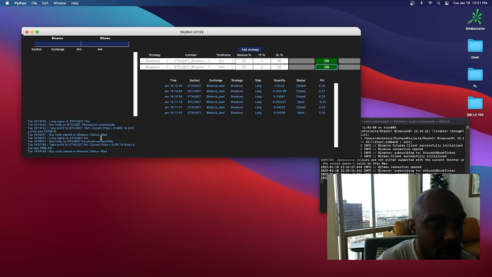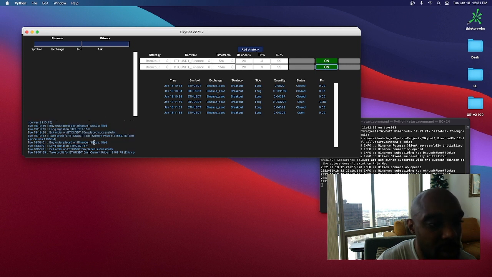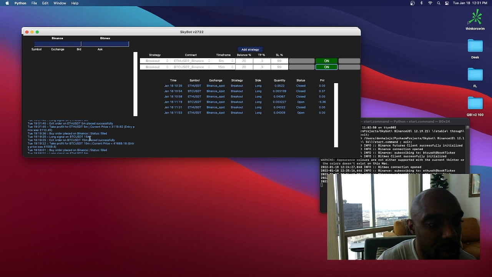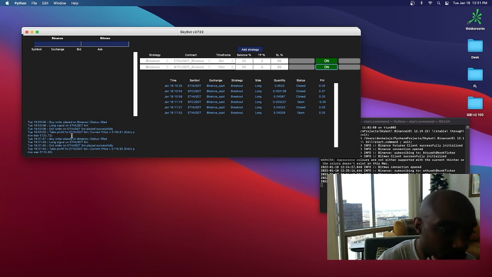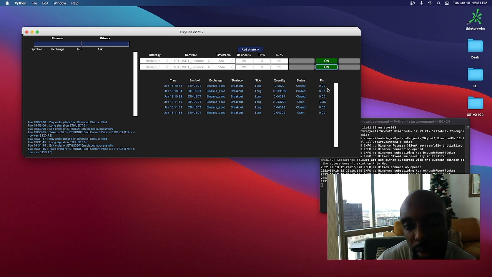Long signal, buy order placed, take profit, exit order, long signal, buy order, order filled, take profit. So it's giving you your log of everything that's happening, and you can see in this lower right hand side, here's what's going on with the trade information itself. So each line represents one trade, ending with what the result was.